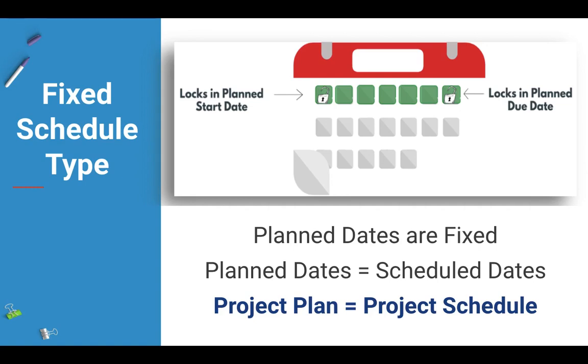Fixed schedules. Basically, they just take the plan that the project manager creates inside of that Gantt chart screen and they fix those dates in place. They lock them in place. So if a task has a start date of April 1st and a due date of April 3rd in the plan, then that task will always have a scheduled start and due date that's equal to the dates set in the plan. And what that means is that the project schedule is always a direct reflection of the project plan, because the plan dates and the scheduled dates will always be equal to one another.